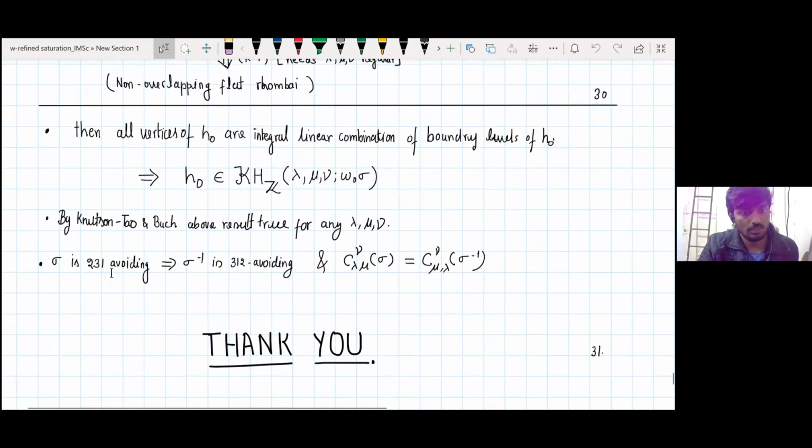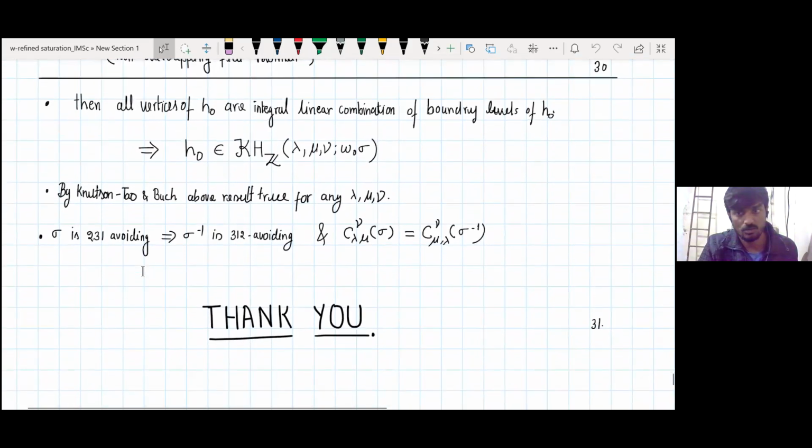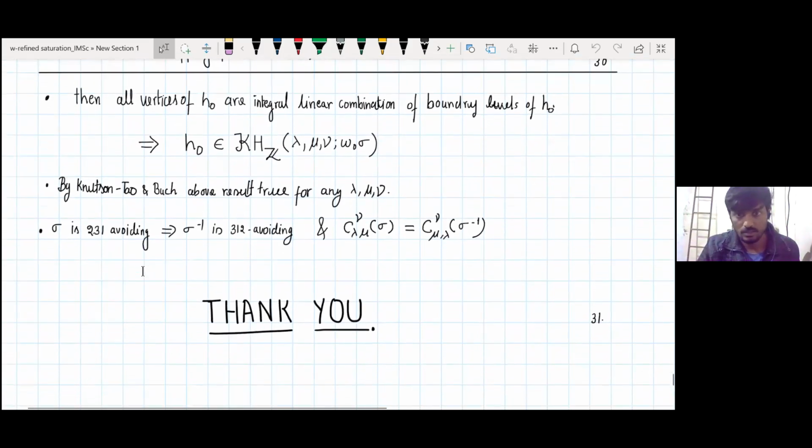And for 2-3-1 avoiding sigma inverse, you know that it will be 3-1-2 avoiding, and I have this relation. This is one property. So by this you can conclude the situation for 2-3-1 avoiding permutations also. Okay, thank you. So that was my talk.